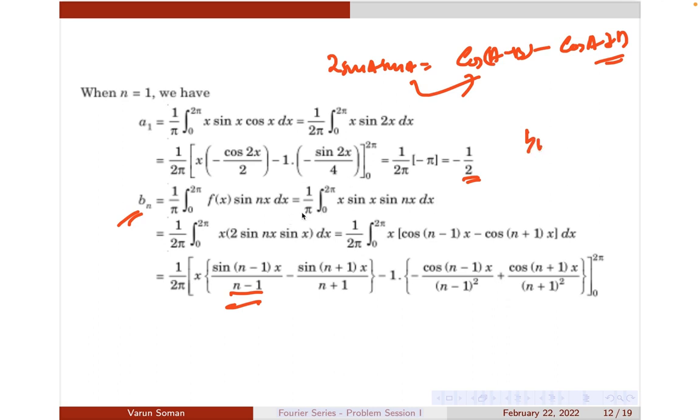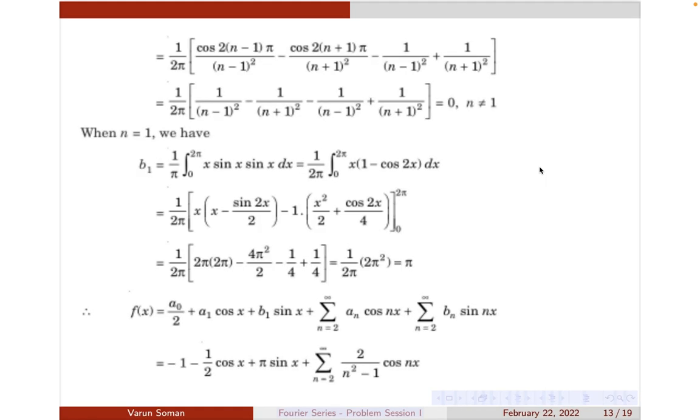When you find out the value of b1 separately, you will be dealing with x sin square x. And how will you integrate x sin square x? You have to change sin square x to (1 minus cos 2x) by 2. Using that integration, you can find out b1. Okay, so please complete that also. I have already given it here, you can verify if you want. It's the same thing. I hope that is also clear. Finally, you can give the final answer.